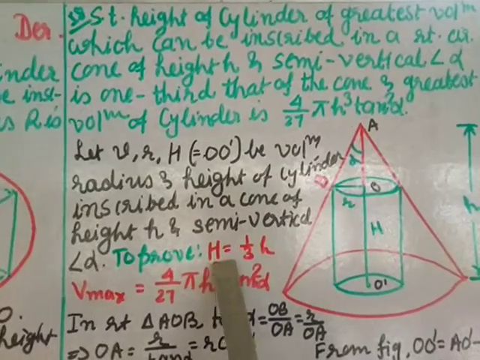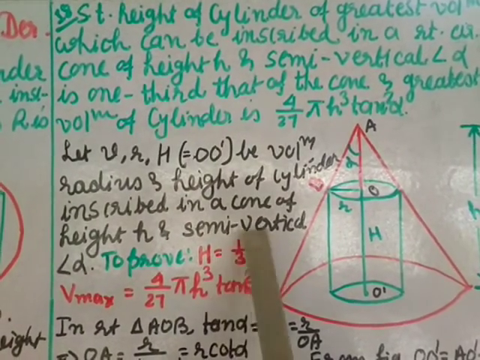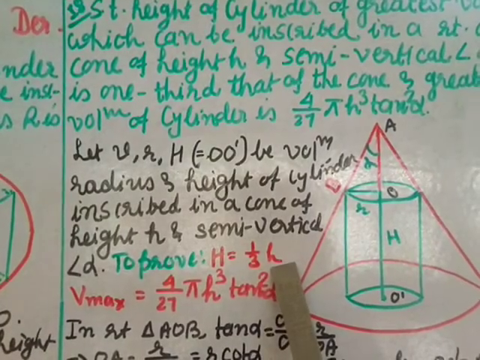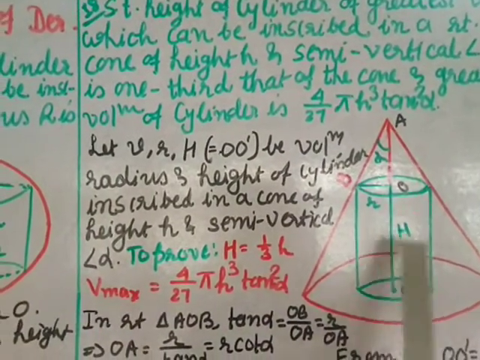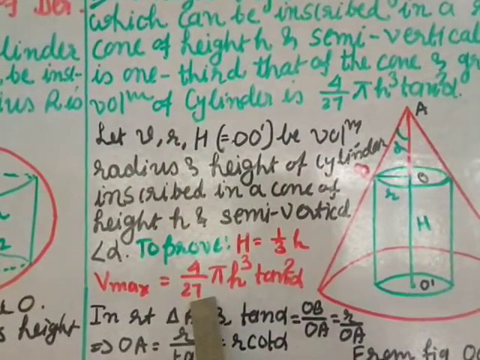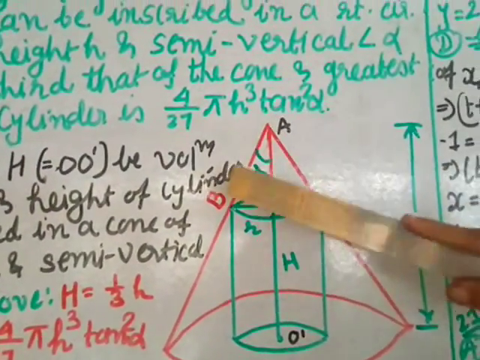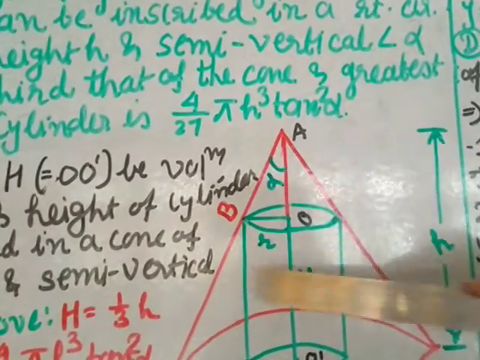What you have to prove is, number 1, first part is h is equal to 1 by 3 H. That is, the height of the cylinder is equal to 1 by 3 of the height of the cone. And the V maximum, volume maximum of this, is 4 by 27 pi h cube tan square alpha. In this triangle AOB, I will apply tan alpha, the trigonometric ratio.